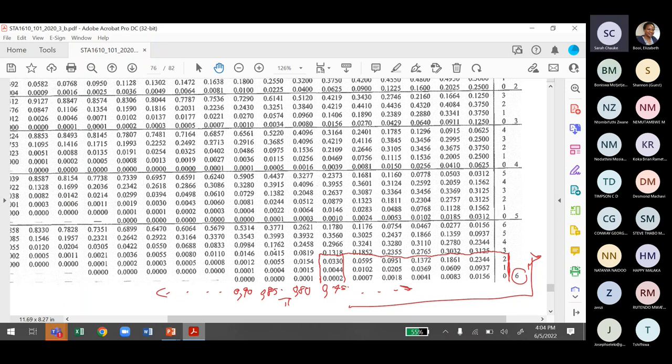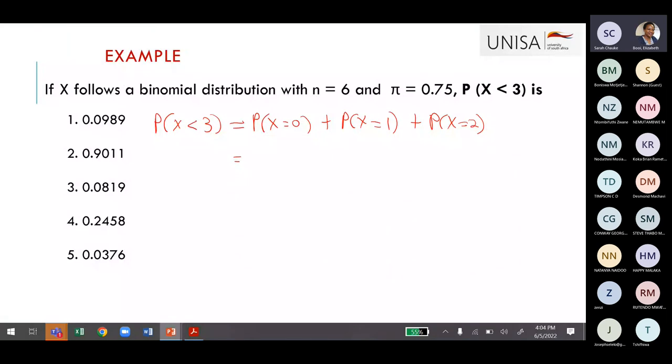Yes. Okay. So for 0, that is 0.0002, plus 0.0004, plus 0.0330, which is equals to 0.0376. Which is option number 5. And that's how you use the table. Are we happy? Are we good? Are we great? Good.